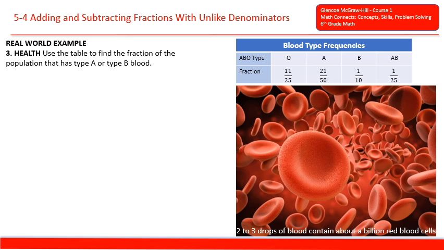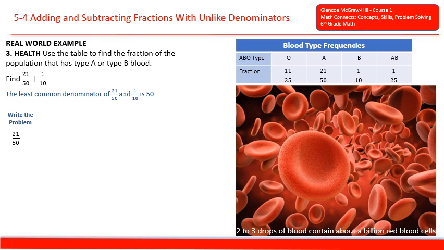Real world example. Use a table to find the fraction of population that has type A or type B blood. So type A is 21/50, and type B is 1/10. And when it says or, that's an addition problem, because we're looking for either result, somebody who either has A or has B. The least common denominator of 21/50ths and 1/10 is 50. And since we're adding those together, we do need to find that.